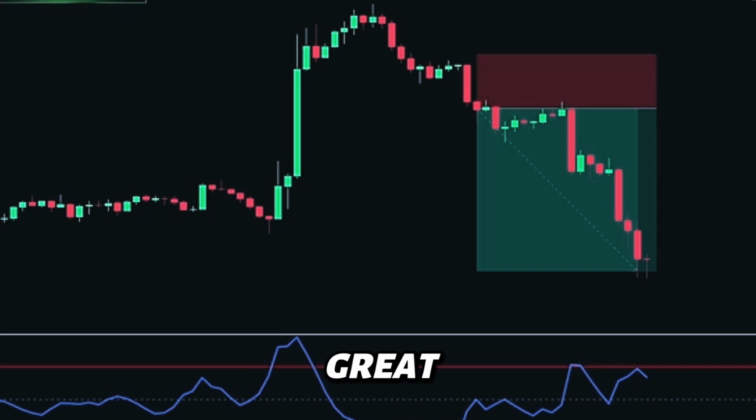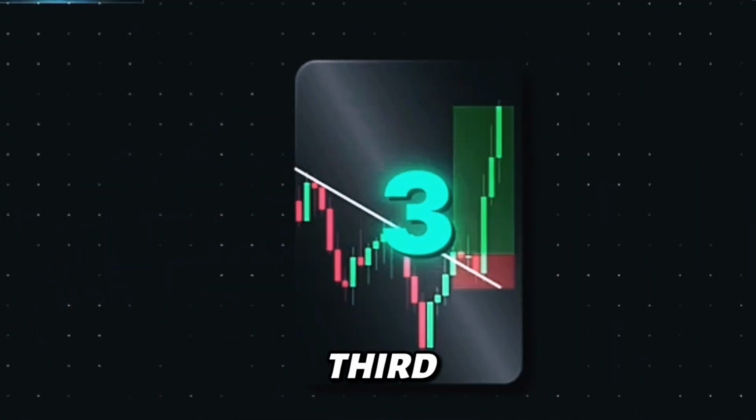Overall, this strategy works great for growing small accounts, since entering before the start of a new trend tends to give you a much better risk-to-reward setup. Now moving on to the third strategy.